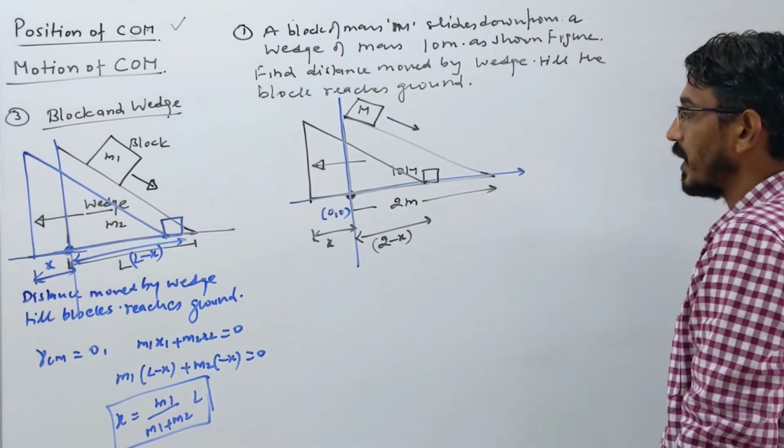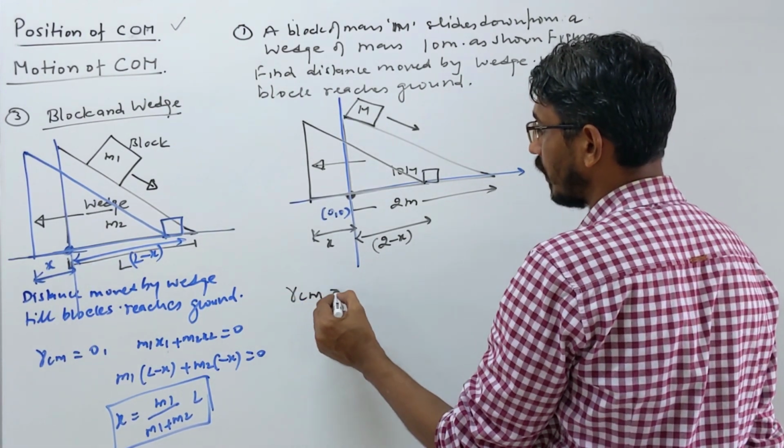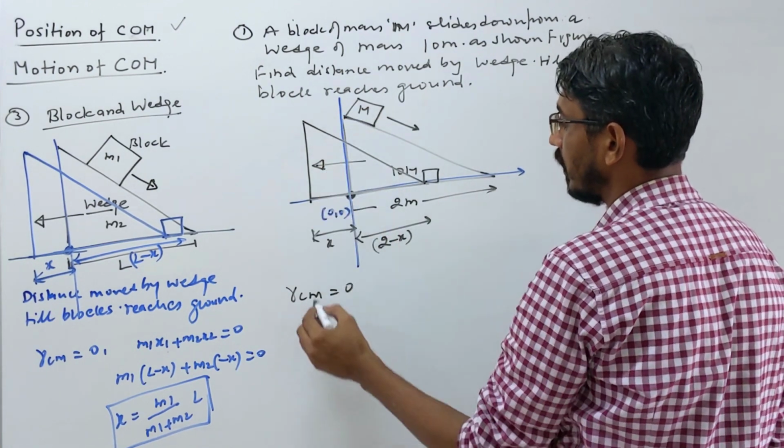So the position of the center of mass will not change. You say that RCM should be equal to 0. m1 means the mass of the block.